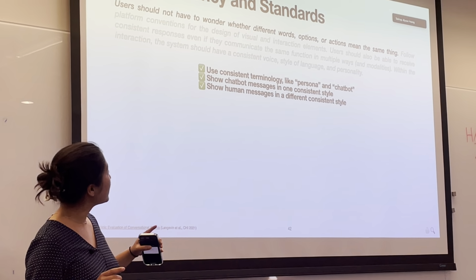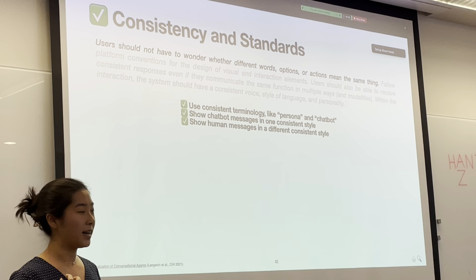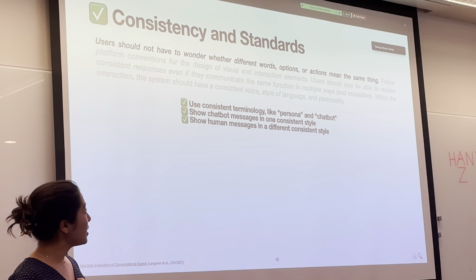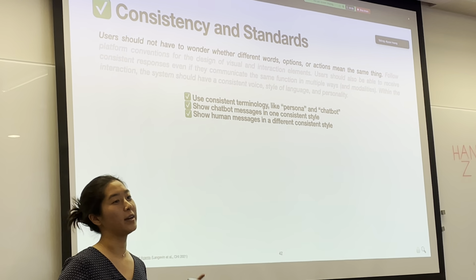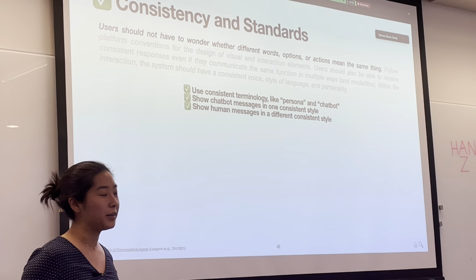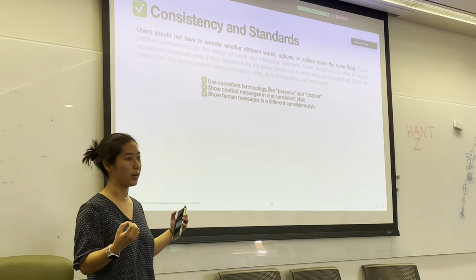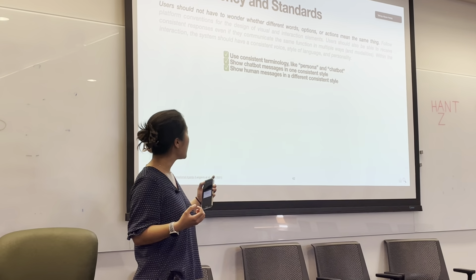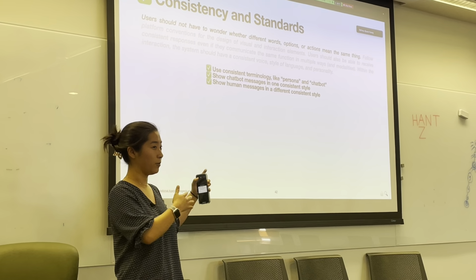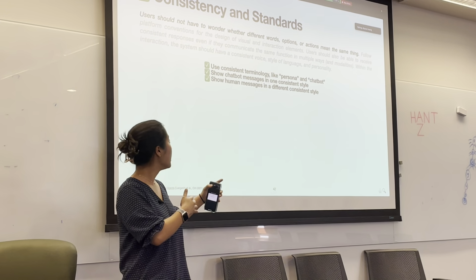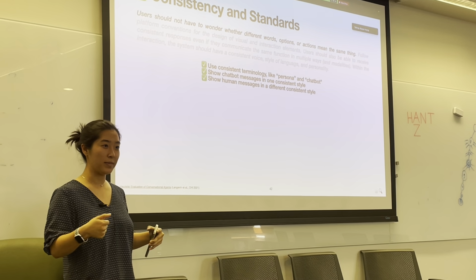The first thing that this particular heuristic recommends is making sure that things are consistent, that things mean the same thing. And a couple of ways I go about this is to use consistent terminology. So I'm saying persona and chatbot. I'm not saying personality and bot or virtual agent or something like that. Try to use the same language across the platform. I'm also showing chatbot messages in one consistent style. So if you remember, those were the gray boxes on the left. And I'm also showing human messages in another consistent style. Those were the purple messages on the right.